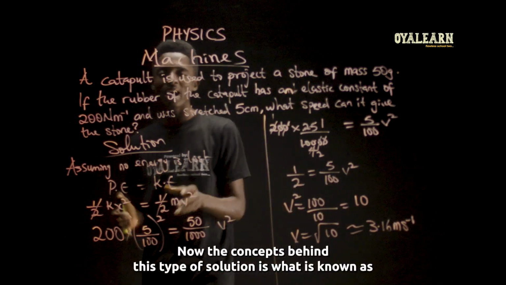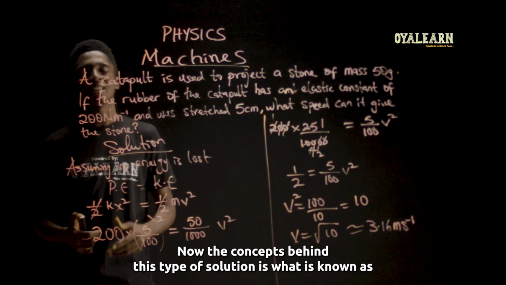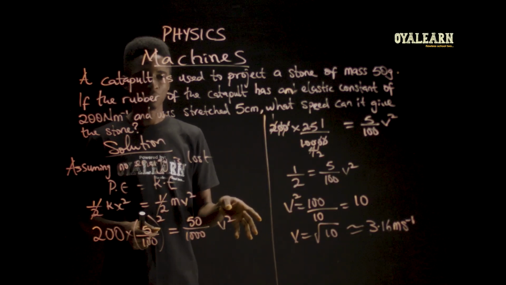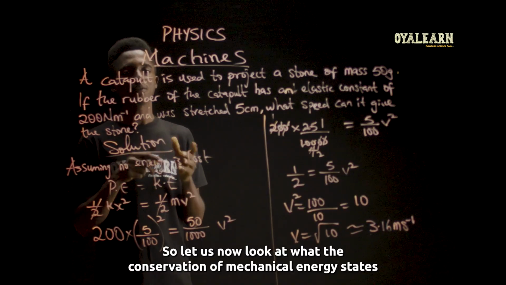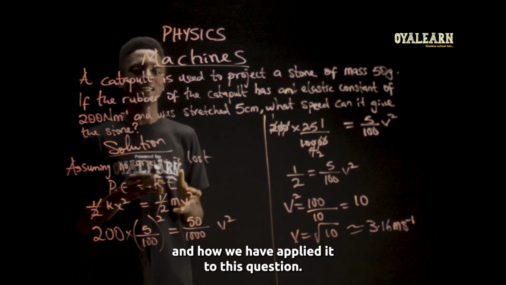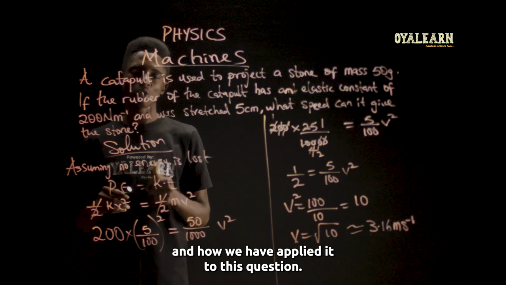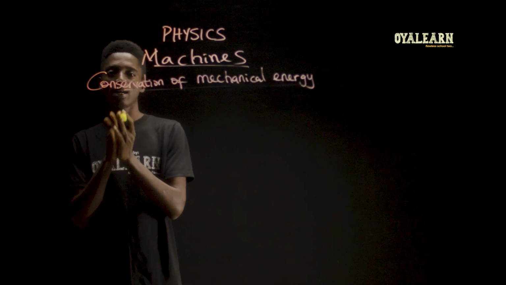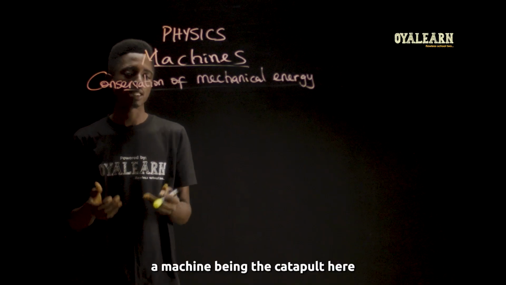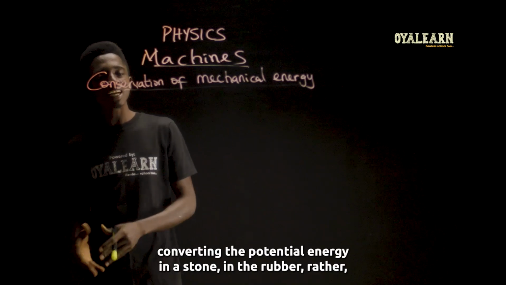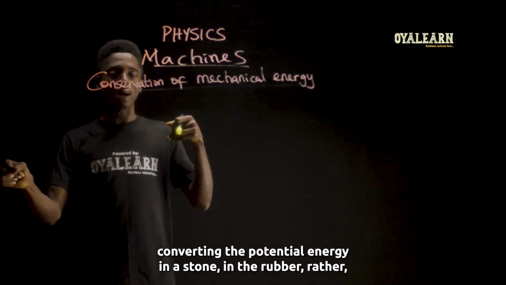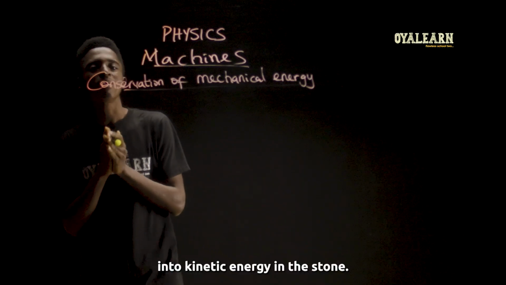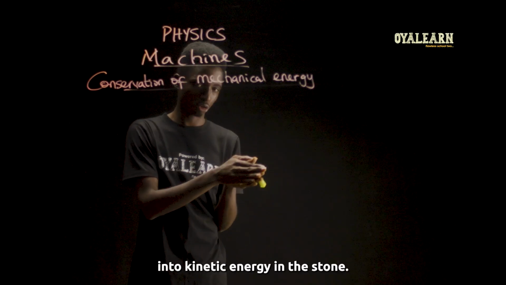Now, the concept behind this type of solution is what is known as the conservation of mechanical energy. So let us now look at what the conservation of mechanical energy states and how we have applied it to this question. Like I said, the question we just solved dealt with a machine, being the catapult here, converting the potential energy in the rubber, the elastic part of the catapult, into kinetic energy in the stone.